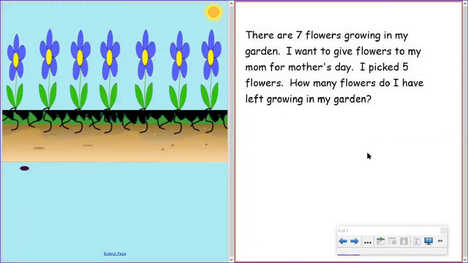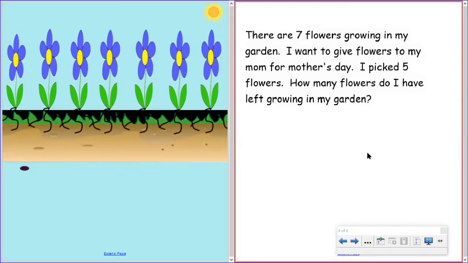Now let's go back and unpack our story problem. We're going to read it line by line. Think about what it's saying and make pictures in our mind. We're going to visualize. The first sentence says, there are 7 flowers growing in my garden. What's growing in my garden? 7 flowers. In my mind, I can see 1, 2, 3, 4, 5, 6, 7 beautiful flowers growing in my garden.